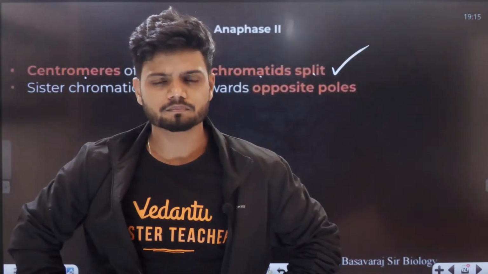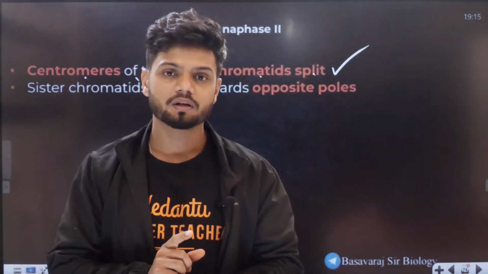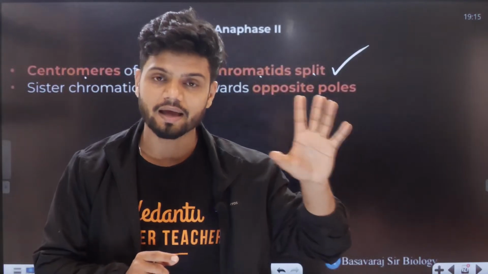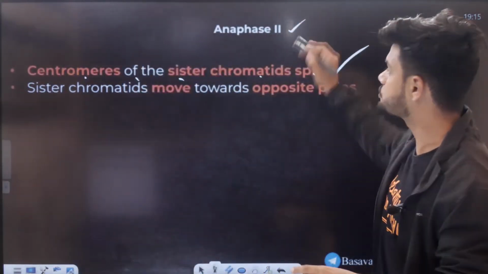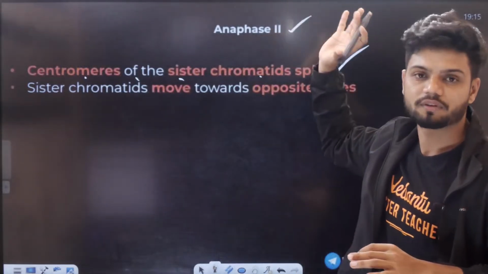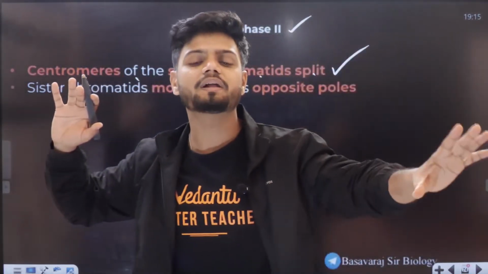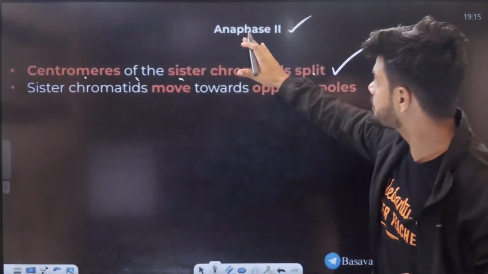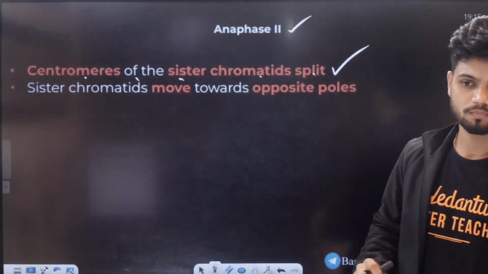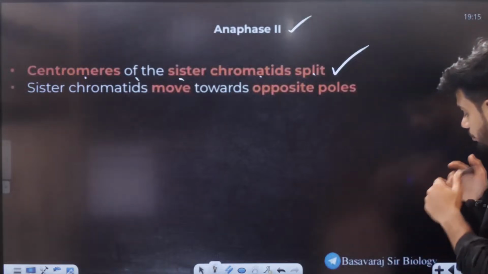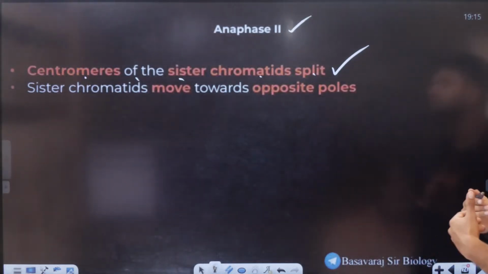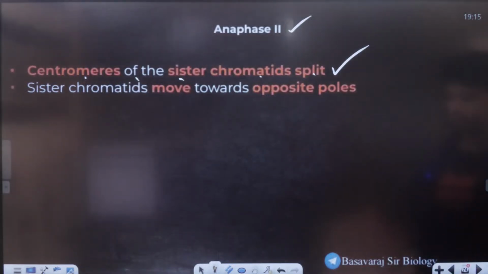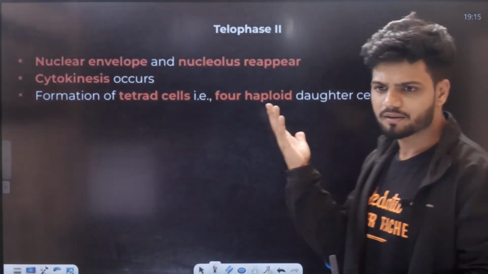The answer is very simple. In mitosis, anaphase. In meiosis, anaphase 2. Mitosis, normal anaphase. But in the case of meiosis, it is anaphase 2. Clear? In both of these phases, the centromere splits. Telophase 2, again very simple.